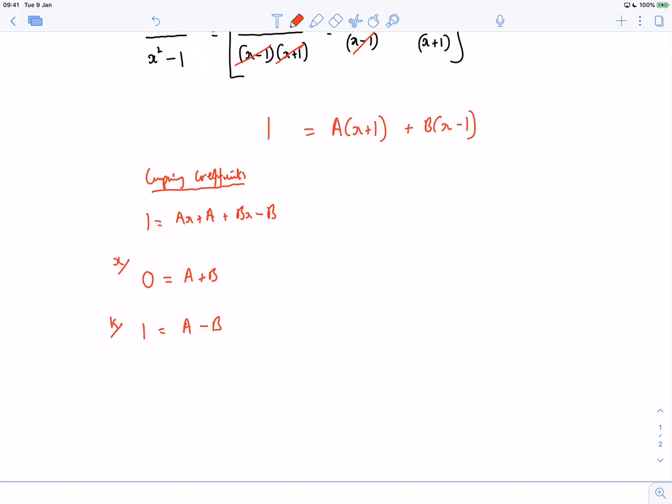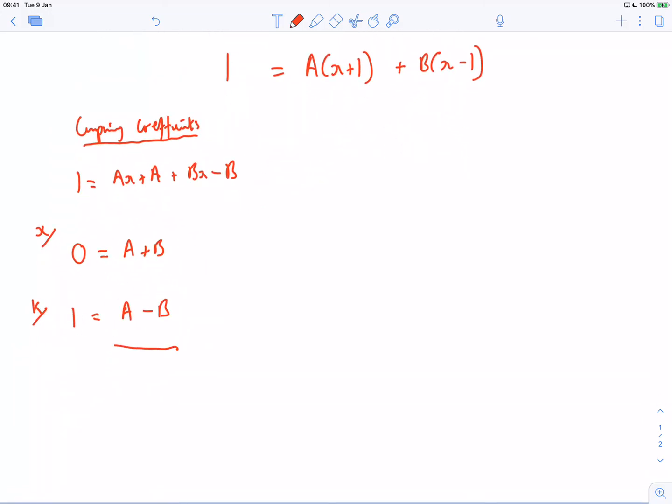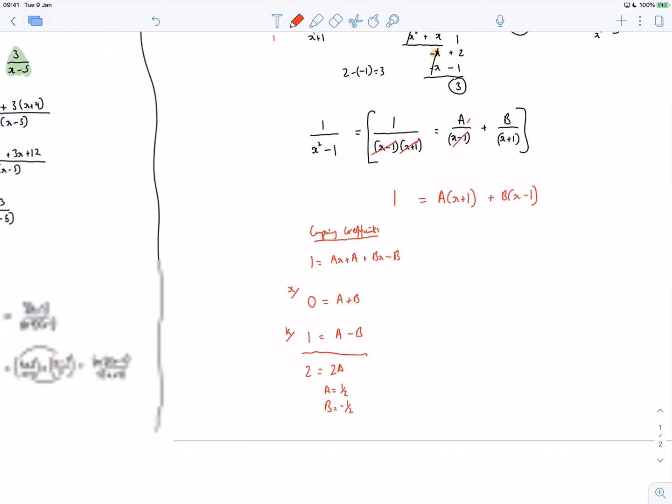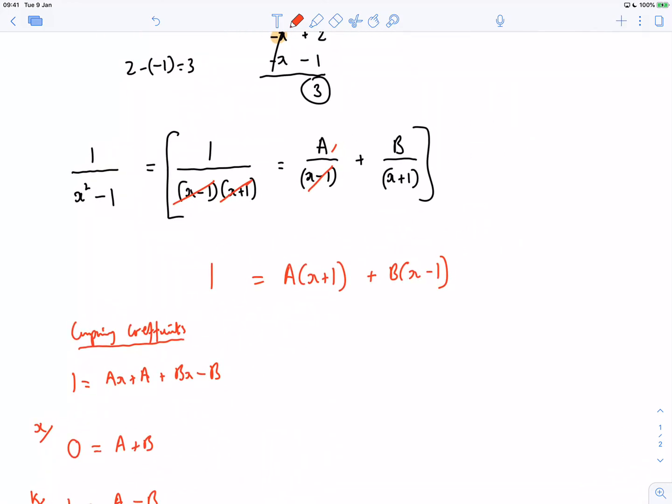Now we can solve fairly quickly what's going on here, because if I add these two things together, I'll get 2 equals 2a, so a equals a half. And then clearly a plus b equals 0, so b must equal minus a half. So this will tidy up quite nicely: a is 1/2, so that's a half over x minus 1, and b is minus 1/2.